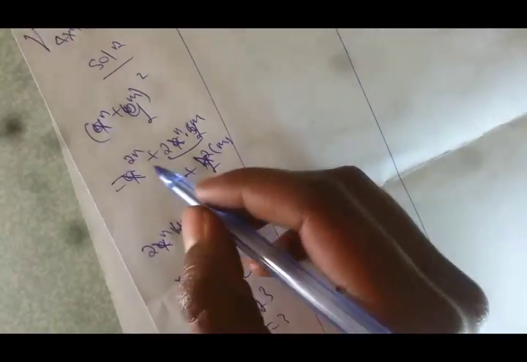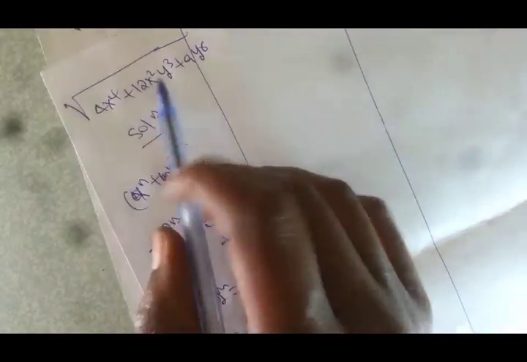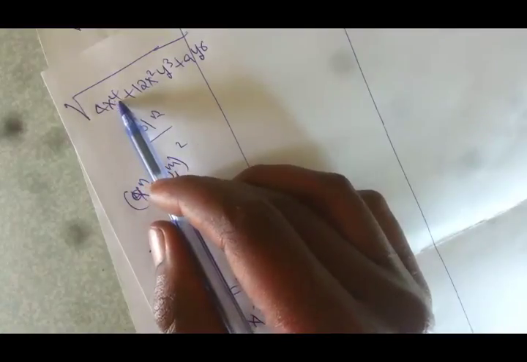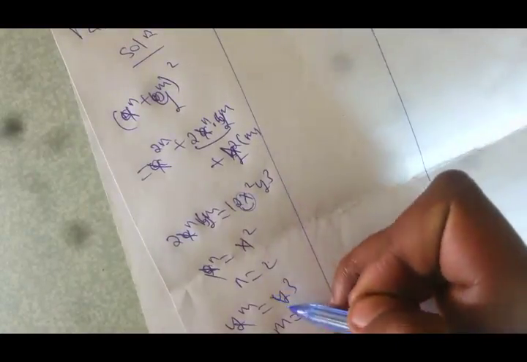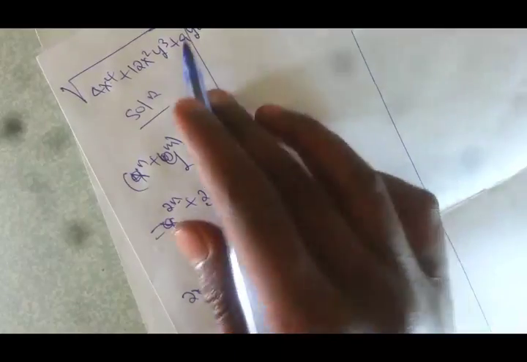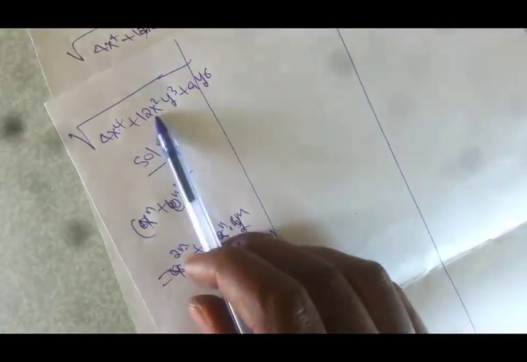Therefore, let's insert n. 2 times 2 is 4. Is there any 4? Yes. When we insert m equals 3, 2 times 3 is 6. Therefore, this can be factorized.